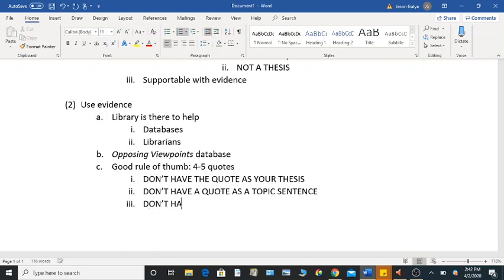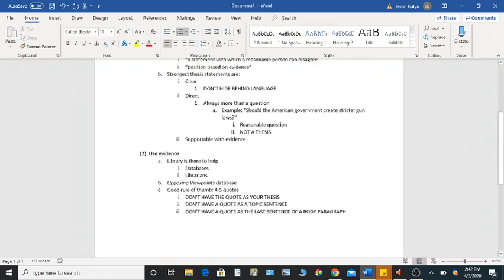And then the last one I'll say is, don't have a quote as the last sentence of a body paragraph. Now this is for the exact same reason. The goal in a body paragraph is to really start off in that first sentence or so, directing your own argument. That's the topic sentence. And then at the end of the paragraph, you also want to control the direction of your argument. So you shouldn't be handing off the sentence to someone else.